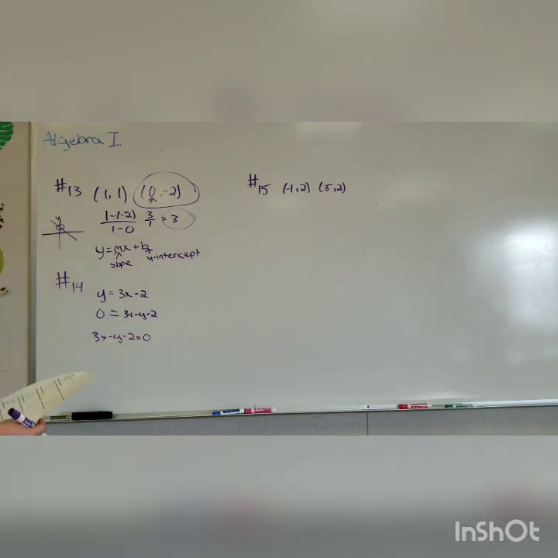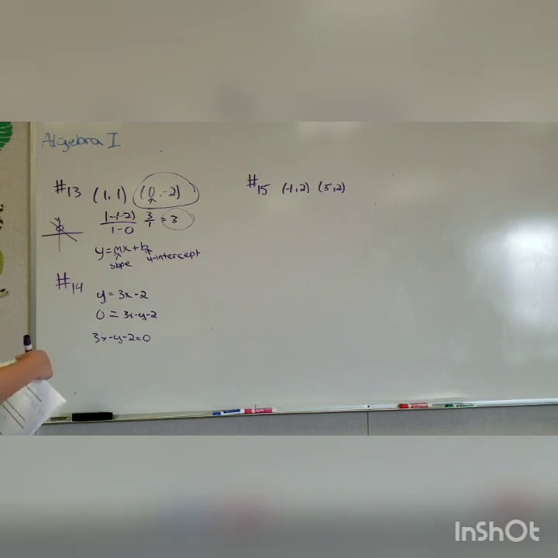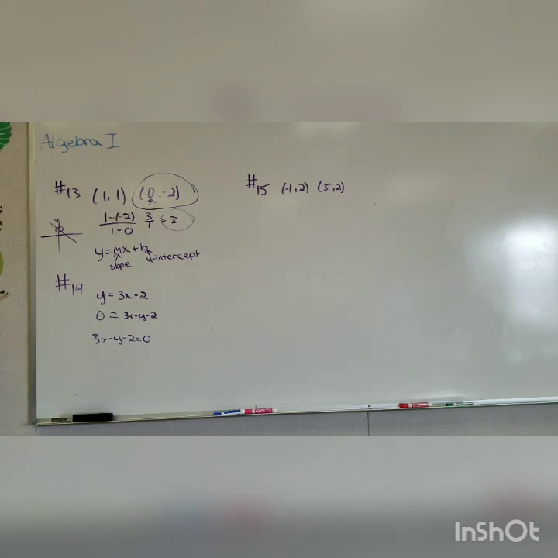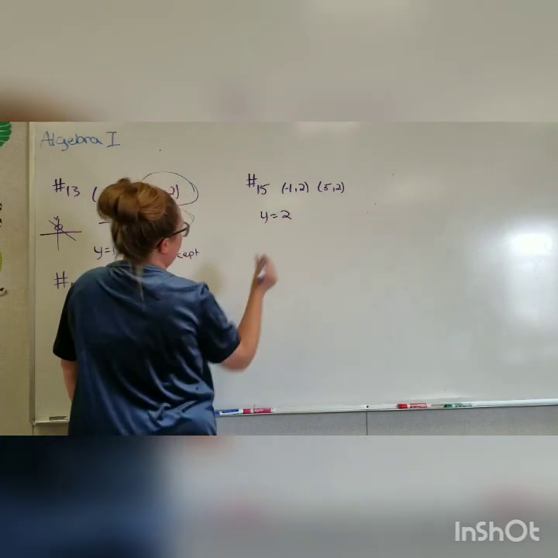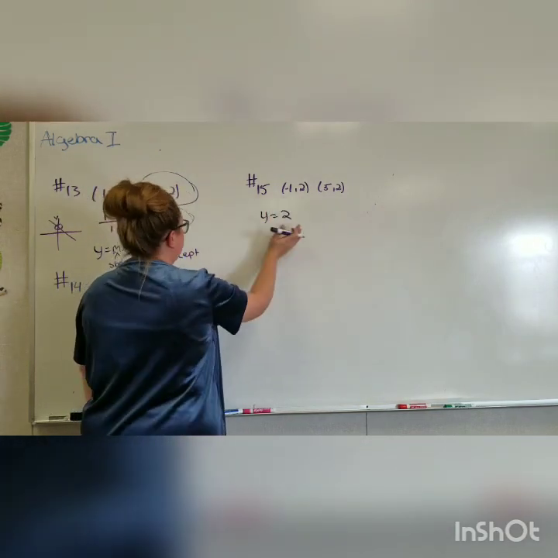In problem number 15, they ask what is the equation of a line that passes through the points negative 1, 2, and 5, 2. So if you take a look, you'll notice the y's are the same. That means there's no change on the y, making it a y line. As soon as you see either the two x's or the two y's are the same, you don't have to do anything but write y equals 2. If the x's were the same, you would say x equals whatever.